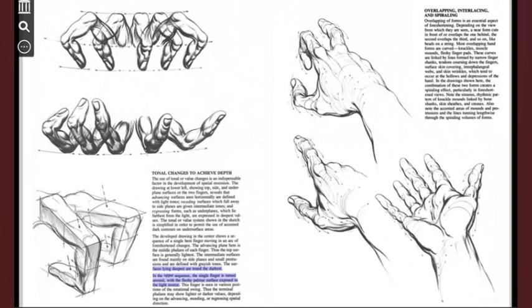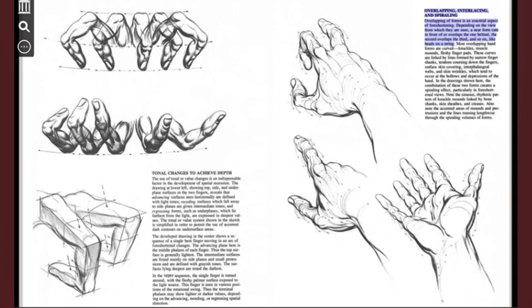In the upper sequence, the single finger is twirled around, with the fleshy palmar surface exposed to the light source. This finger is seen in various positions of the rotational swing, thus the terminal phalanx may show lighter or darker values, depending on the advancing, receding, or regressing spatial direction.